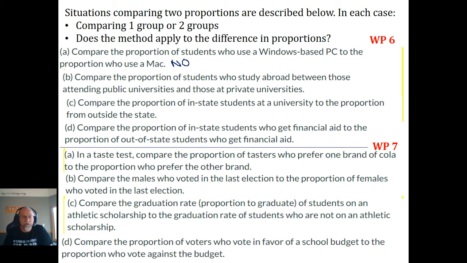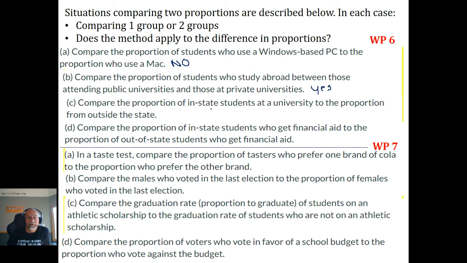In letter B, compare the proportion of students who study abroad between those attending public universities and those at a private university. Okay, well, now we have two groups. We have those who are studying abroad as a larger group, and within that, those attending a public and those attending a private university. Yes, we have two groups here, and yes, we would be able to apply the difference of proportions.